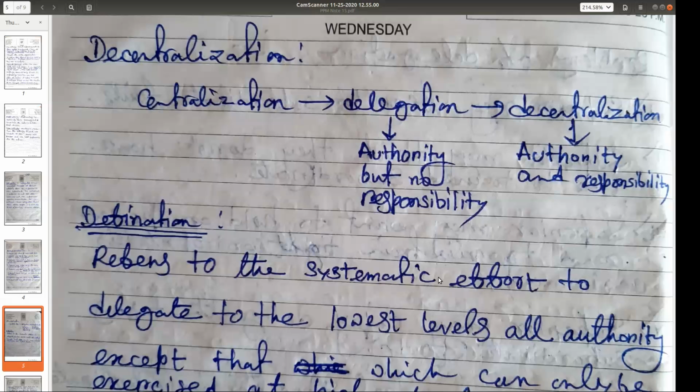So delegation, we can define it as authority but no responsibility, because when things are delegated, you have the authority to execute the job, but responsibility goes to your superiors. If the job is delegated from your superior, then you are authorized to execute the job, but you don't have much responsibility, as the responsibility goes to your superior. But this does not happen in practical life.